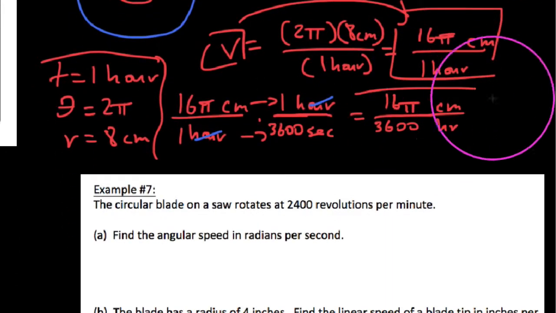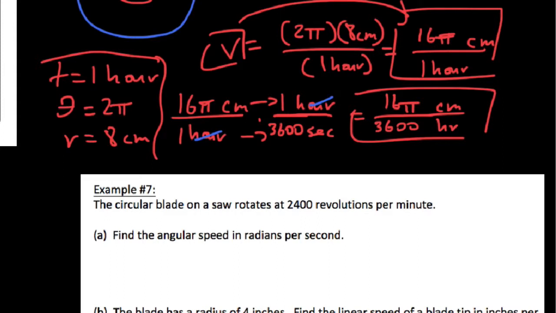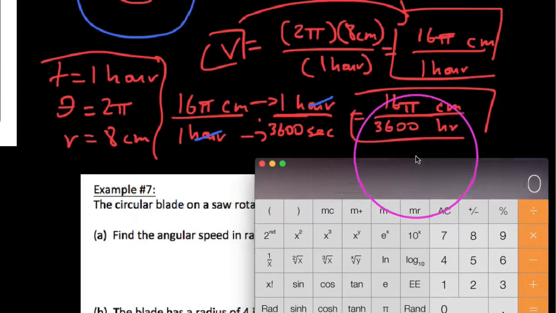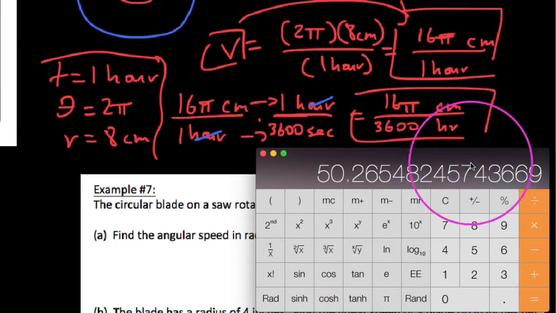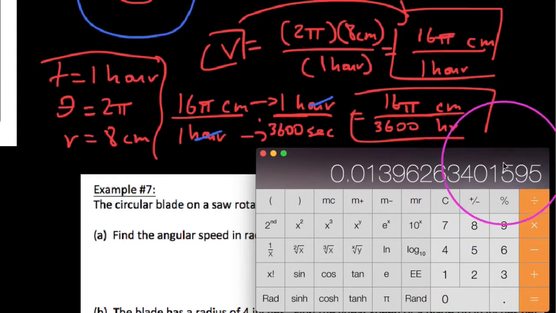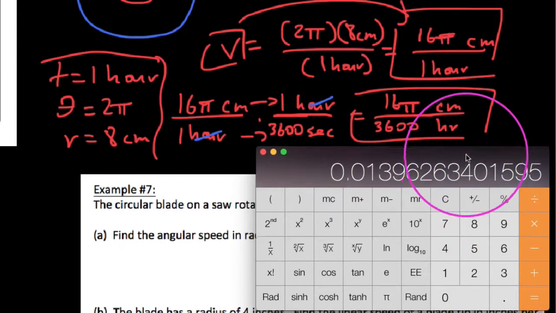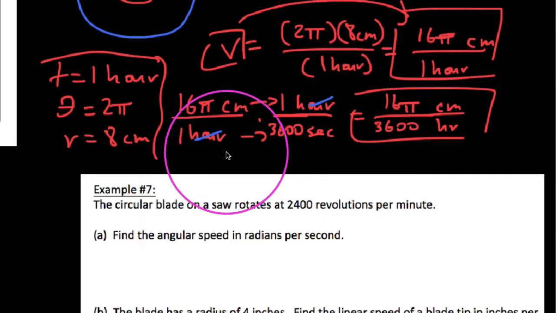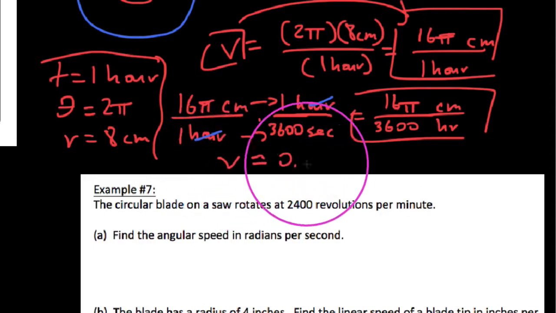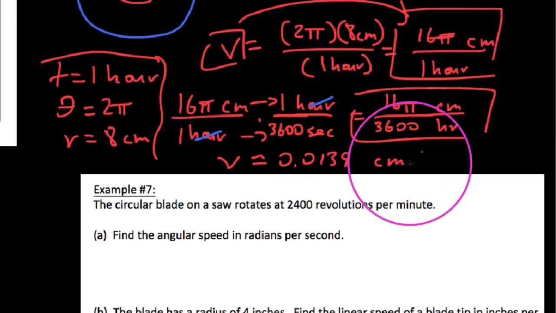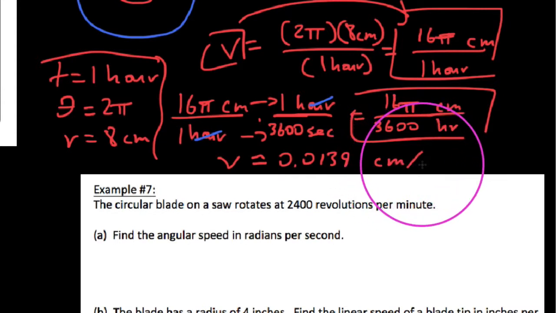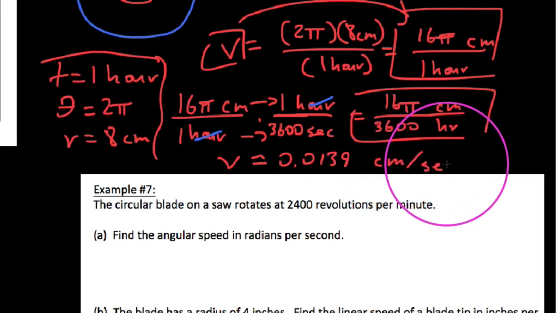Now we could certainly reduce this, but this is an application problem, so often what we like to do is just get a decimal. We take 16 times pi and divide by 3,600. We end up with 0.0139. It's not a very big number. So our linear velocity is approximately 0.0139, and recall that we were measuring this in centimeters per second.